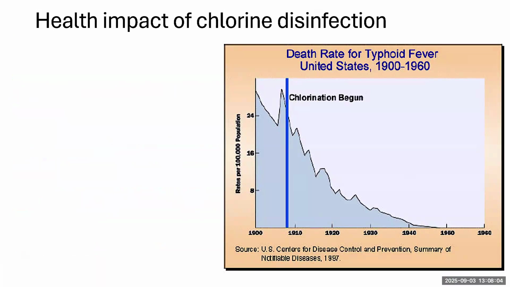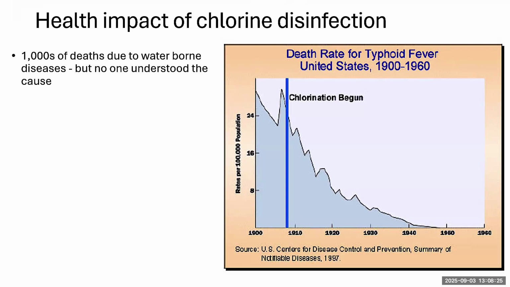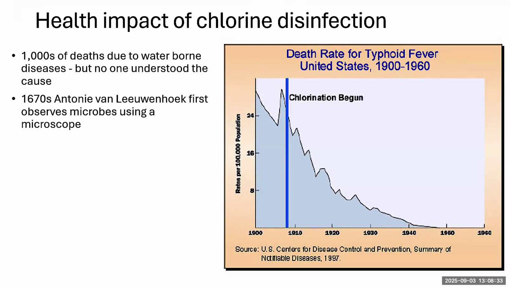So what's the health impact of chlorine disinfection? This chart shows death rates from typhoid fever in the United States over a 60-year period. And as you can see, in the early 1900s it was pretty prevalent. There were thousands of deaths that occurred, but nobody really understood what was causing the deaths.